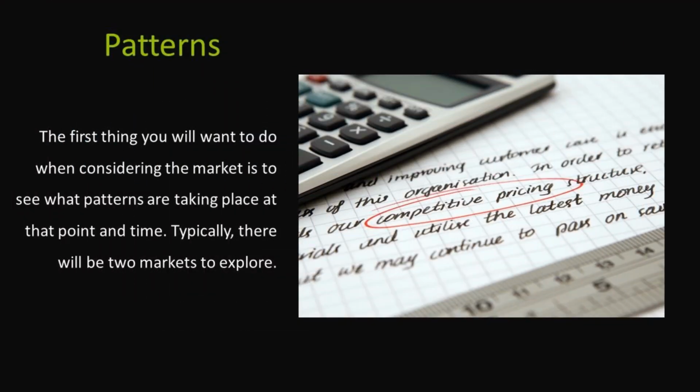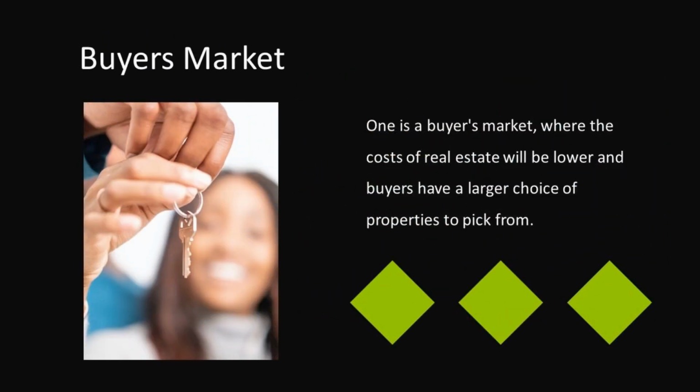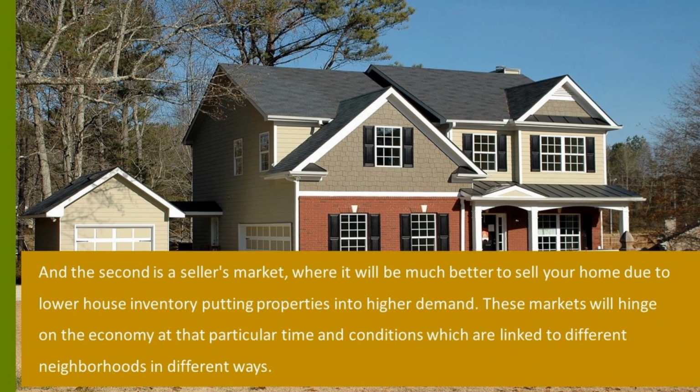The first thing you will want to do when considering the market is to see what patterns are taking place at that point in time. Typically, there will be two markets to explore. One is a buyer's market, where the cost of real estate will be lower and buyers have a larger choice of properties to pick from. And the second is a seller's market, where it will be much better to sell your home due to lower house inventory, putting properties into higher demand. These markets will hinge on the economy at that particular time and condition, which are linked to different neighborhoods in different ways.